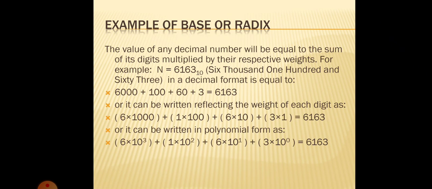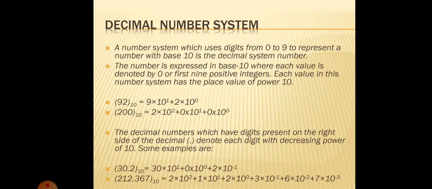Therefore the last digit will have the base raised to 0. Then the previous digit will have 10 raised to the power 1. Before that it will have 10 raised to the power 2, and before that it will have 10 raised to the power 3. So this equation will give us 6163. Here what we have seen is that in 10 raised to the power 3, all these tens are the base of that number. Clear? Then next we will see the decimal number system.